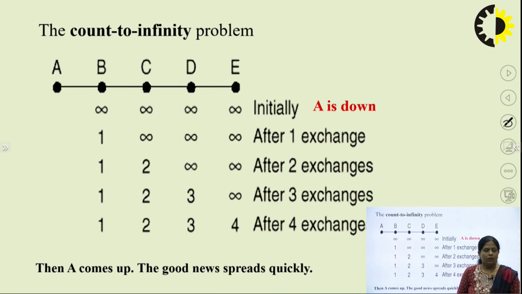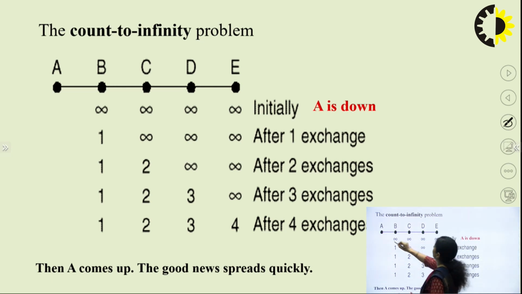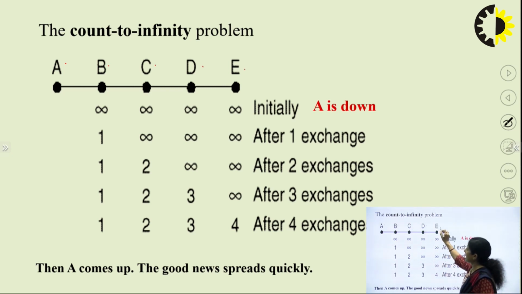Next we have the count to infinity problem. What this problem is and how it is going to affect the routing algorithm, we will be discussing. Simply, we say there are routers A, B, C, D and E. Initially A is down. When A is down, the other neighbors B, C, D, E know that there is no link to communicate with A.